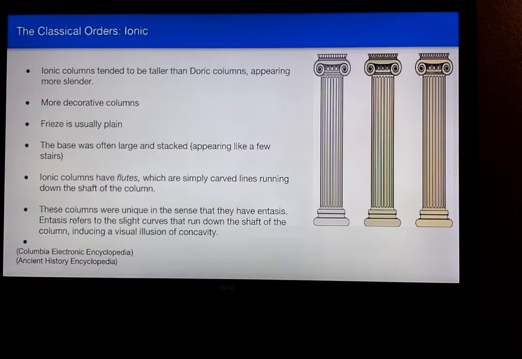Ionic columns have flutes, and flutes are simply carved lines running down the shaft of the column. These columns were unique in the sense that they have entasis. Entasis refers to the slight curves that run down the shaft of the column, inducing a visual illusion of concavity and also making the column appear more straight.